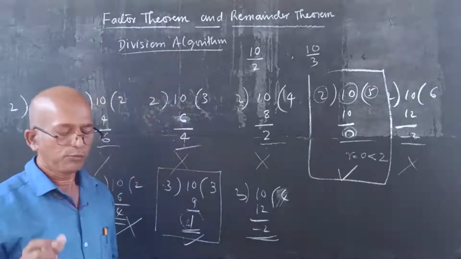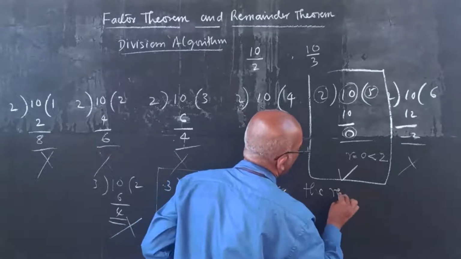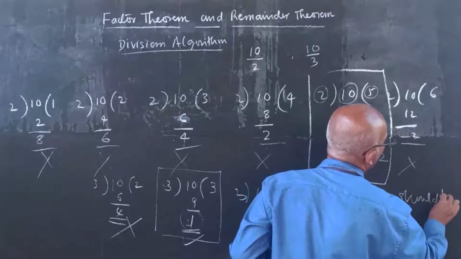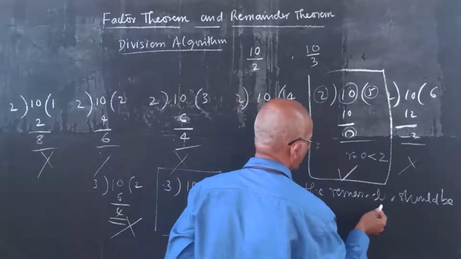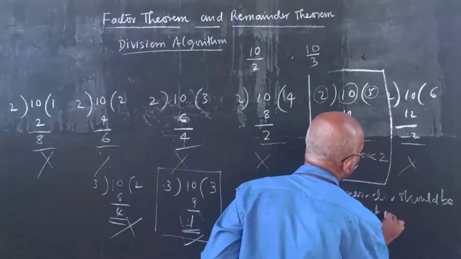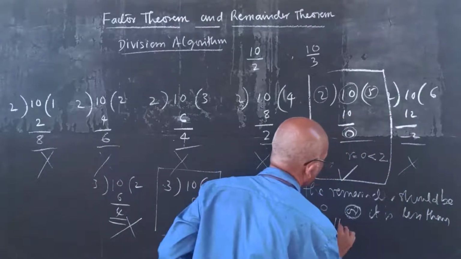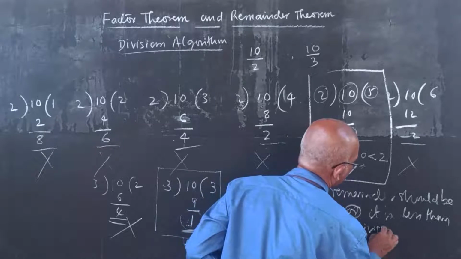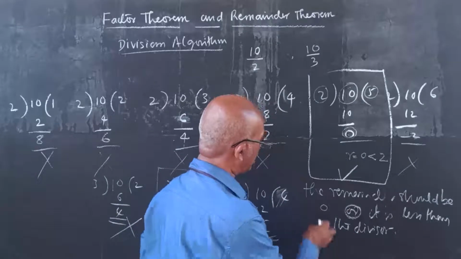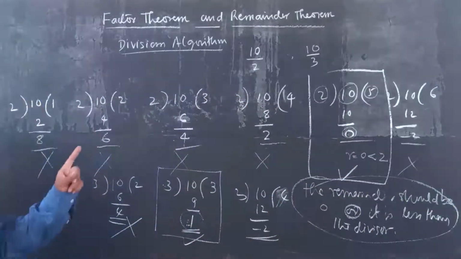So the most fundamental concept is the remainder should be 0 or it is less than the divisor. It should be 0 or less than the divisor. This condition needs to be satisfied. Then only we say it is a case of division algorithm.